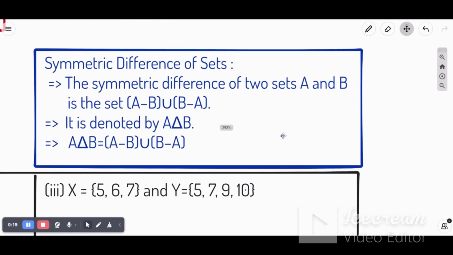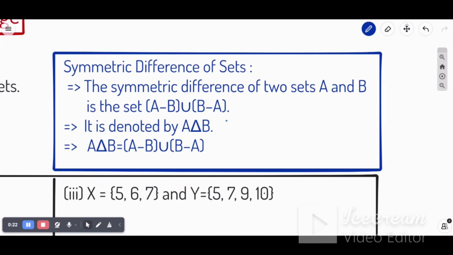Symmetric difference is nothing but, as the word suggests, you have to find some difference and then make a clump of it, or union of it. If you take two sets A and B, it is written as A delta B. This is the formula for A delta B: A minus B, union B minus A. So you have to take the difference of both the sets and make a union of it. This is the formula for symmetric difference.